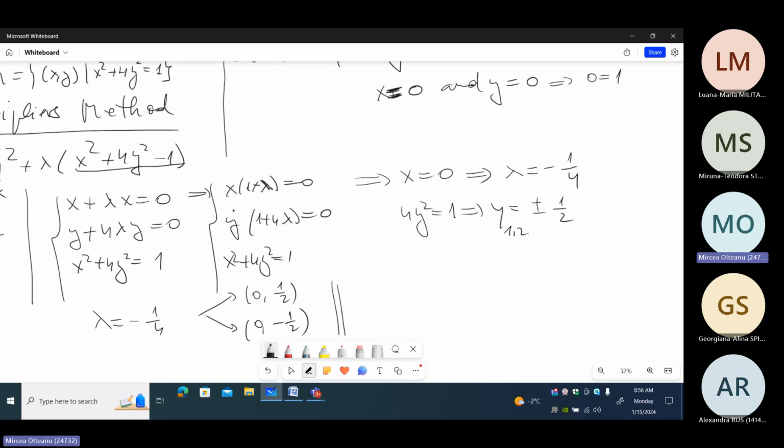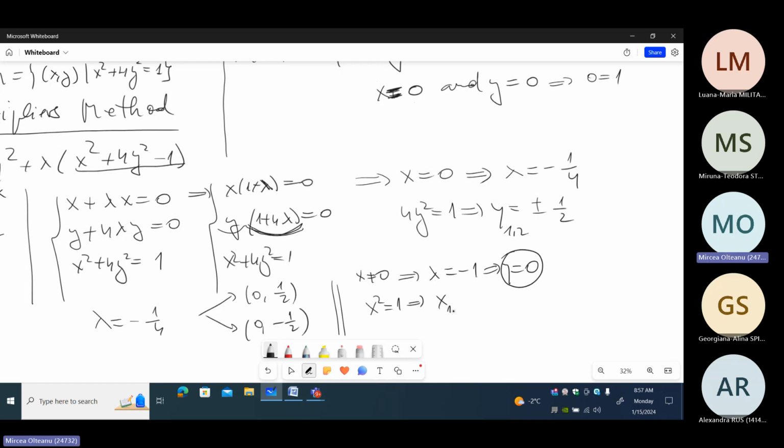The second case, if x is not 0 from the first equation, then necessarily lambda must be minus 1. Now we go to the second equation. Here, one of these factors must be 0, but lambda is already minus 1. So because lambda is minus 1, the factor 1 plus 4 lambda cannot be 0, because it is 0 if lambda equals minus 1 over 4, but lambda is already minus 1. So necessarily, y must be 0. And now we replace y in the last equation. We get x squared equals 1.